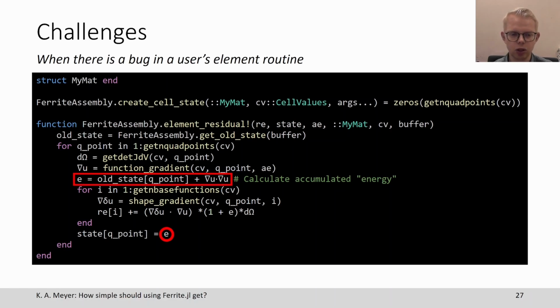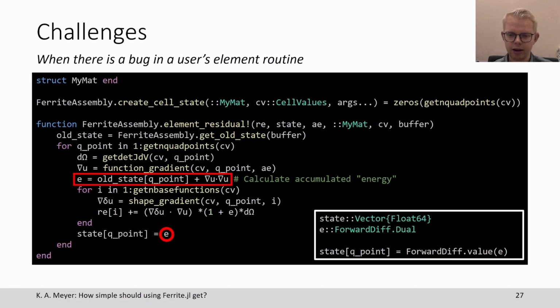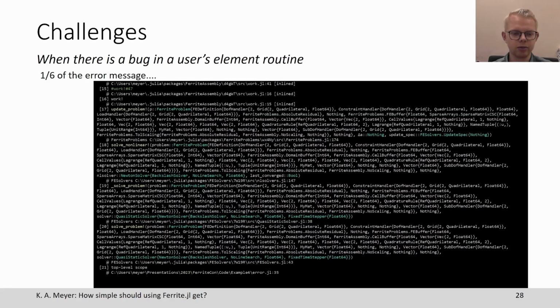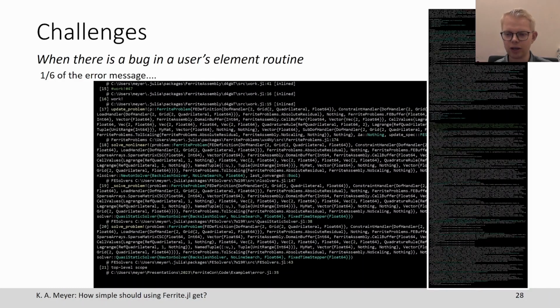derivatives. So then U will be a dual number from ForwardDiff. And thus E, this energy, will become a dual number. And then we try to assign a dual number to a vector of floats, which does not work. And what happens is that you get an error message. This is 1/6 of it. This is the full one.